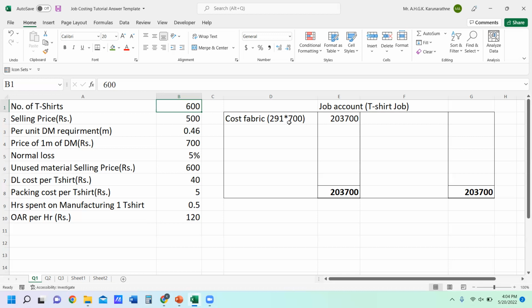Right? We just need 291, even subject to normal loss, but it can't be. You must buy 300 meters.